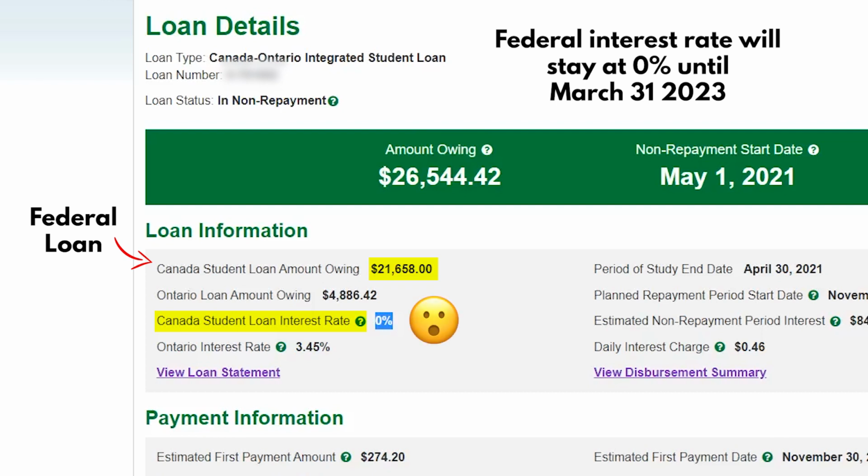This is because the Canadian government recently reduced the federal interest rate to 0% to help new grads during the pandemic, and they will keep the federal interest rate at 0% until March 31st, 2023.